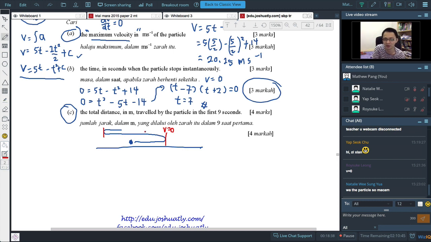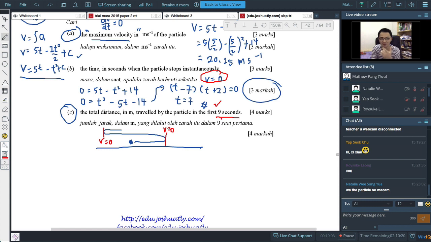Okay, this is something you will need to understand. So in this case, we already solved that when v equals zero, our time equals 7. That means the particle only makes a U-turn one time, which is at 7 seconds. So from 0 to 9 seconds over here, the particle only makes a U-turn one time, which is at 7. So over here, at least I understand something.